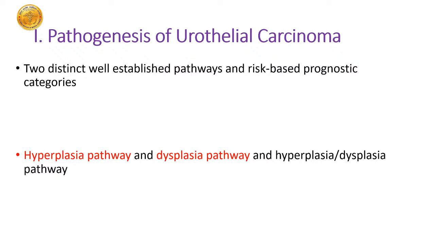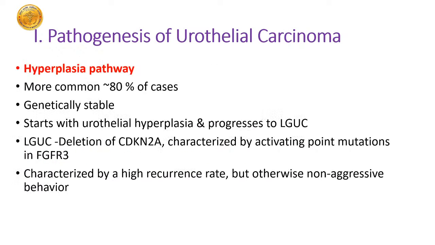Coming to the pathogenesis of urothelial carcinoma, as all of us are aware, there are 2 distinct, well-established pathways, and these have risk-based prognostic categories. There is one which is called the hyperplasia pathway, and the second is the dysplasia pathway.